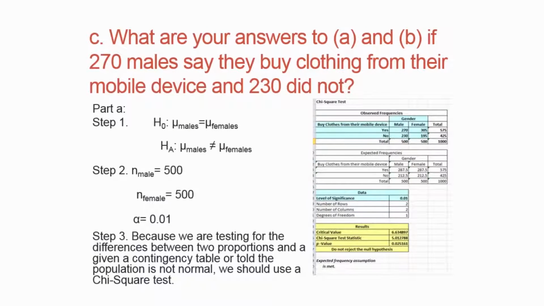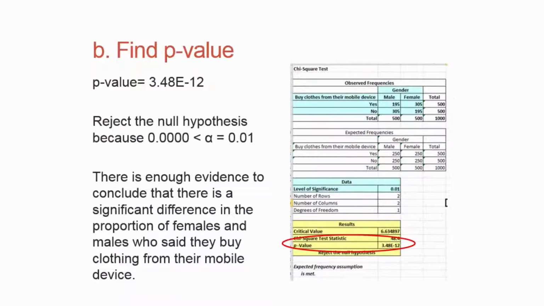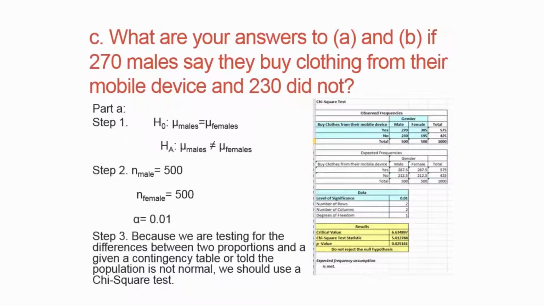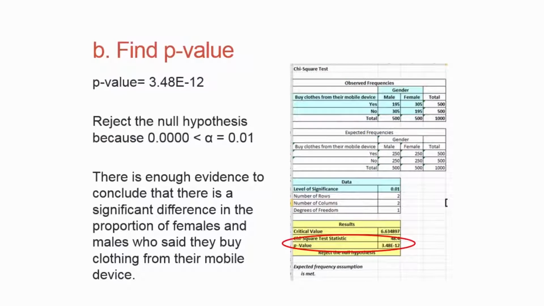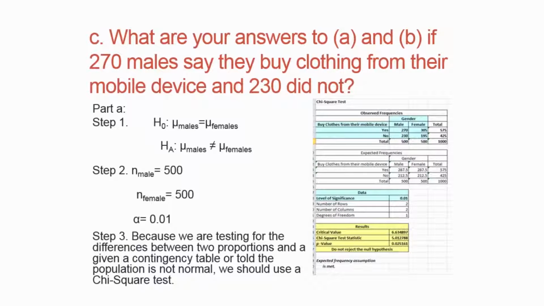What if we change the numbers from what they were before to being the new numbers? 270 and 230 were the numbers that we have. 270 males said that they bought their clothing from the mobile device, and 230 said they did not. They compared to what we had before. Notice we had 195 and 305. So those are different numbers. 270, 230, instead of 195 and 305. How much difference does that make in terms of our answer?